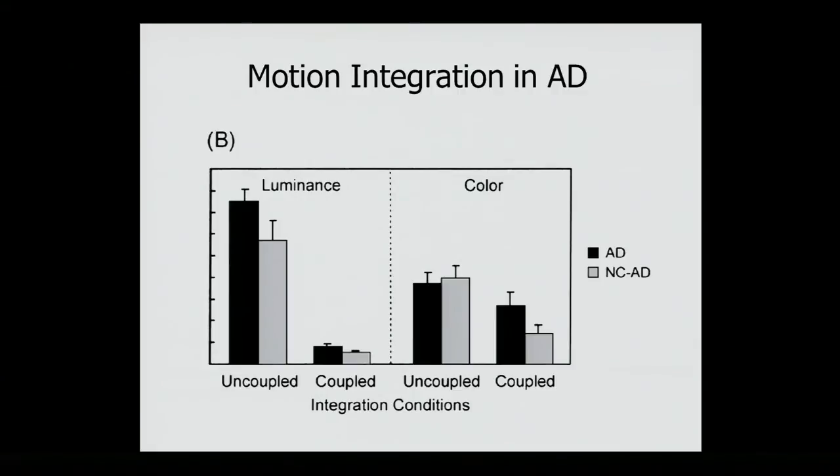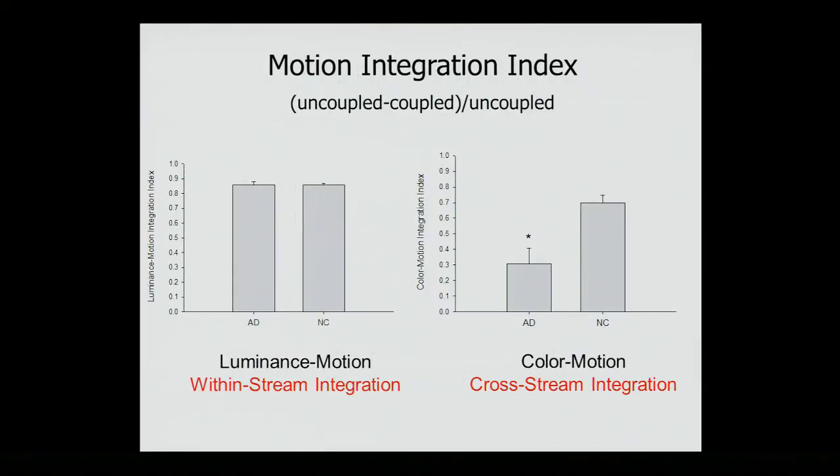Okay? And basically what we saw is that patients with Alzheimer's disease showed the same benefit from having the cues segmented by luminance as normal control subjects, but they were impaired compared to control subjects, had a higher threshold, when they had to integrate across the visual streams the color and the motion information. You can look at an index for that. We calculated that just to show the deficit in a clearer way. And you can see luminance motion within stream integration was normal in patients with Alzheimer's disease. Color motion or cross-stream integration was impaired compared to controls.